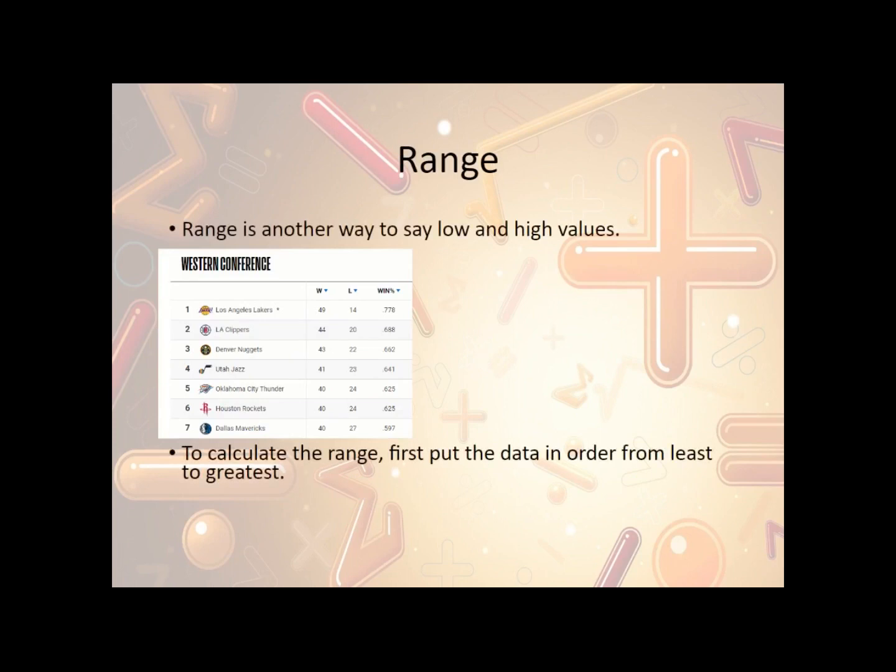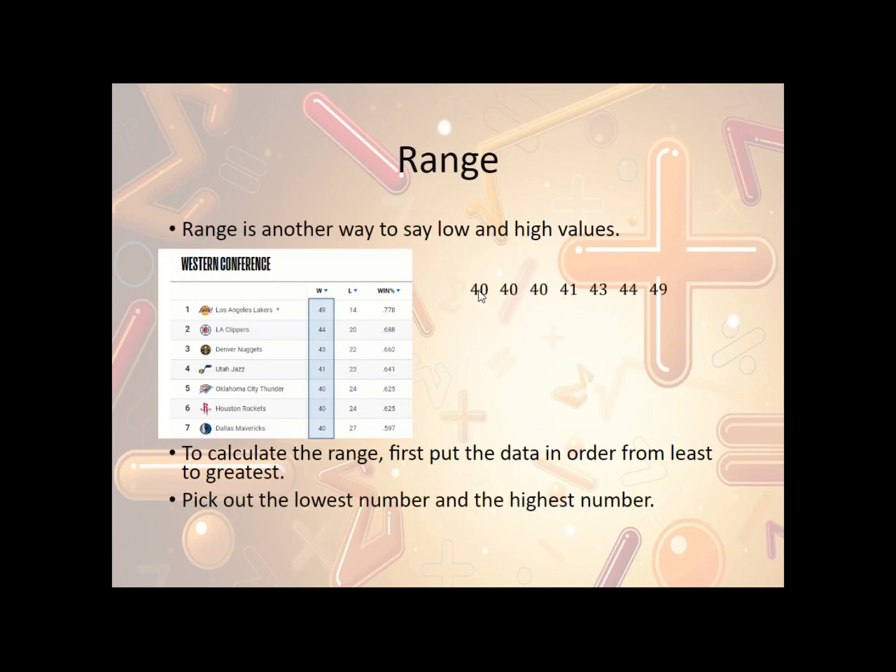So to find the range, you put them in order from least to greatest and then state the lowest number and the highest number. So here we take our win total, put them in order from least to greatest. Our lowest number is 40. Our highest number is 49. So we'd say our range is from 40 to 49.